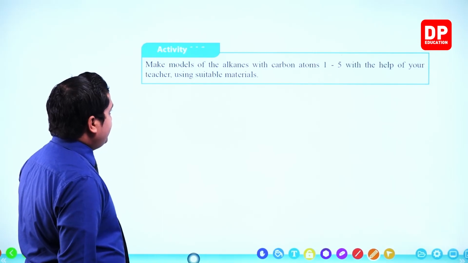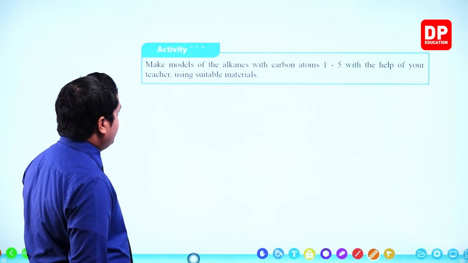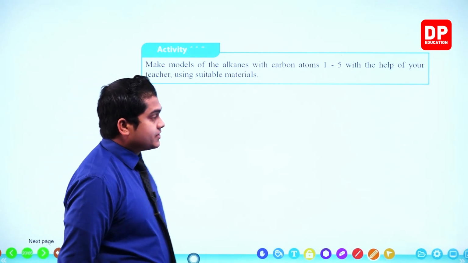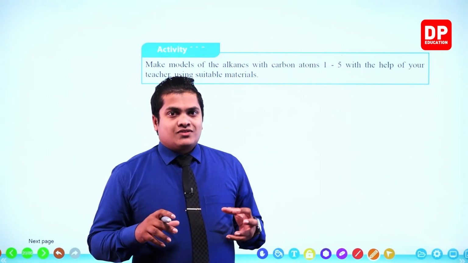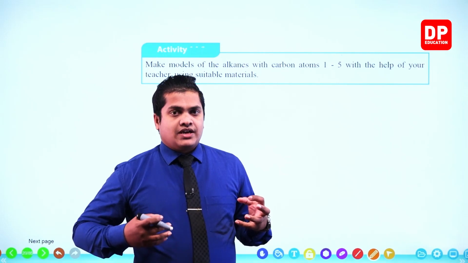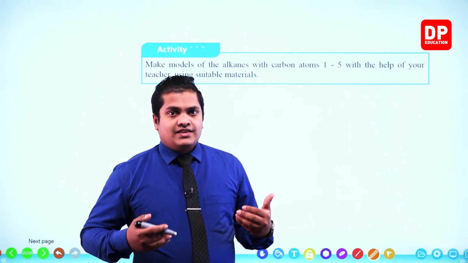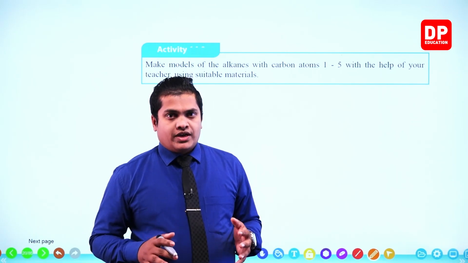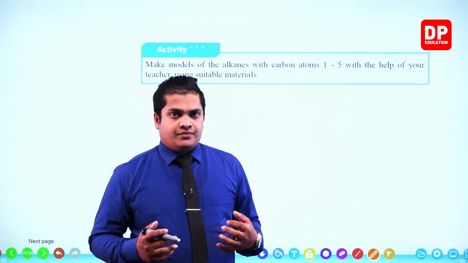You are given an activity: make models of the alkanes with carbon atoms 1 to 5 with the help of your teacher using suitable materials. Here you can use thermocol, different kinds of plastic bowls or marbles when making these structures, my dear children. I hope you will do these things at your school with your friends and with your teacher.